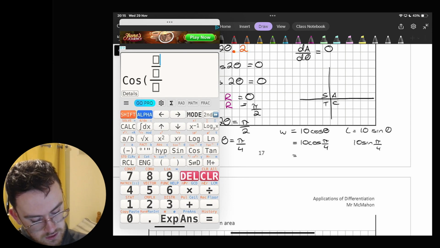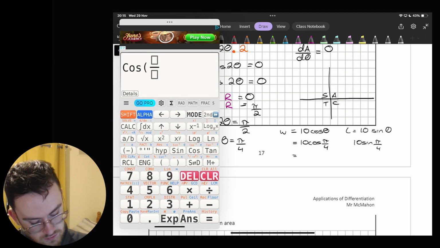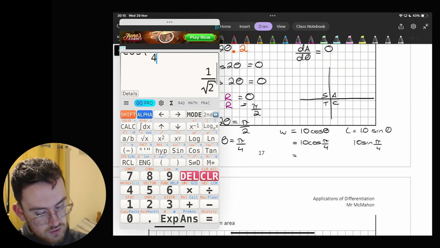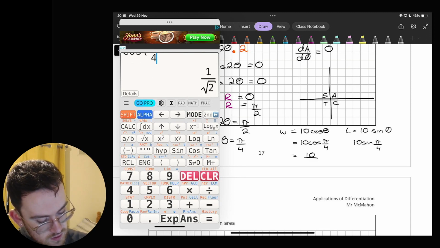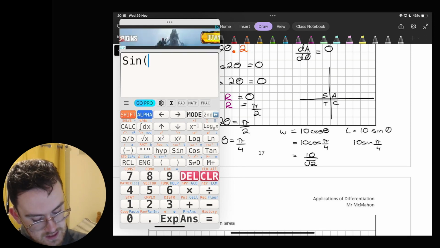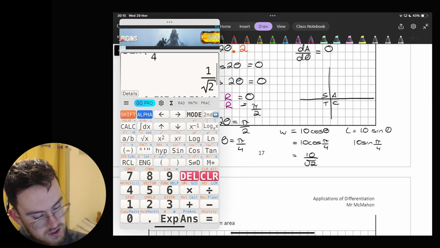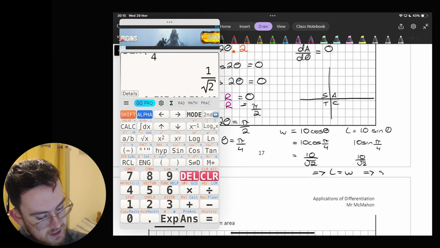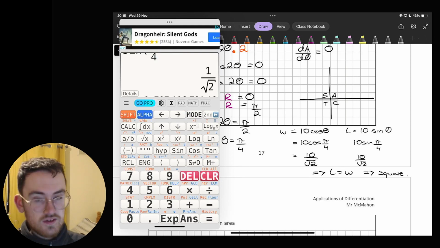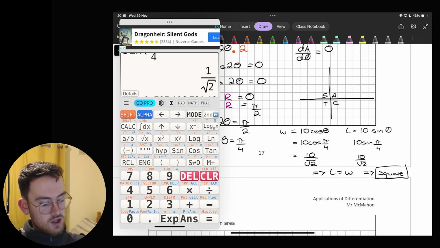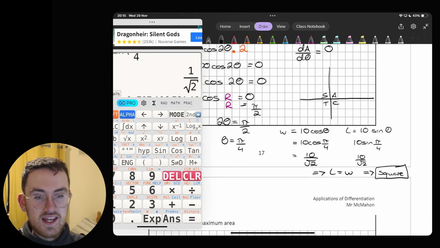Cos of pi over 4 is going to give me 1 over root 2, so 10 over root 2, and sine of pi over 4 is also going to give me 1 over root 2, so 10 over root 2. So length equals width, so therefore we get a square. A square, as we know, is a rectangle where the length and the width are equal.